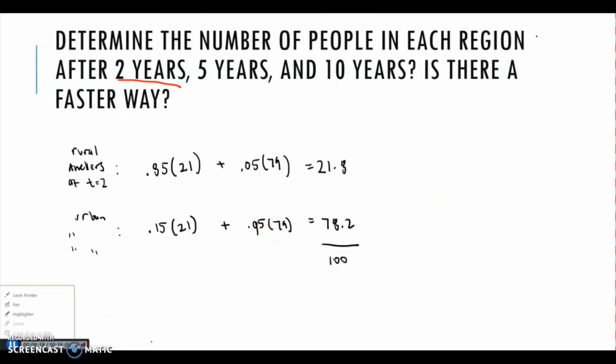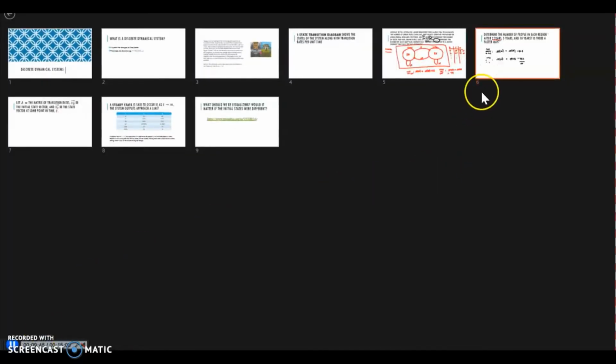Okay, so the first thing we assumed was that we know the number of rural dwellers at time n plus 1, so next year, is based upon, let's see what we did here. We took 85% of the number of rural dwellers this year. Okay, so that's going to be R sub n.